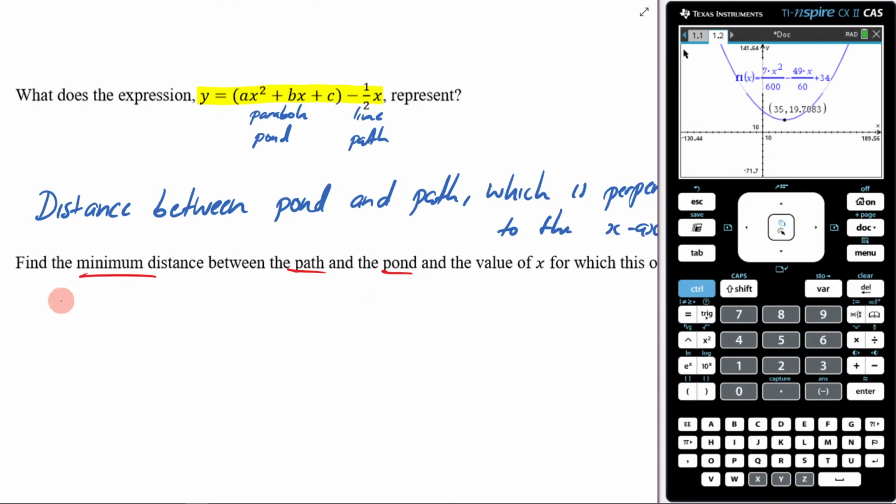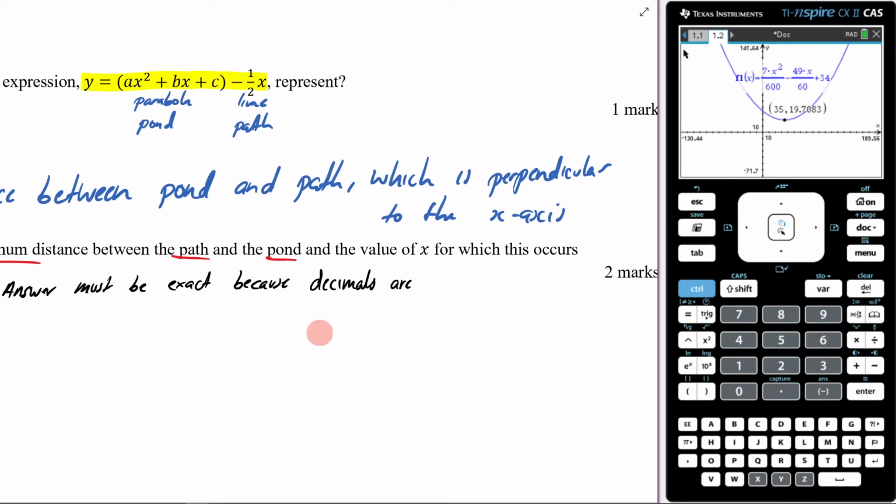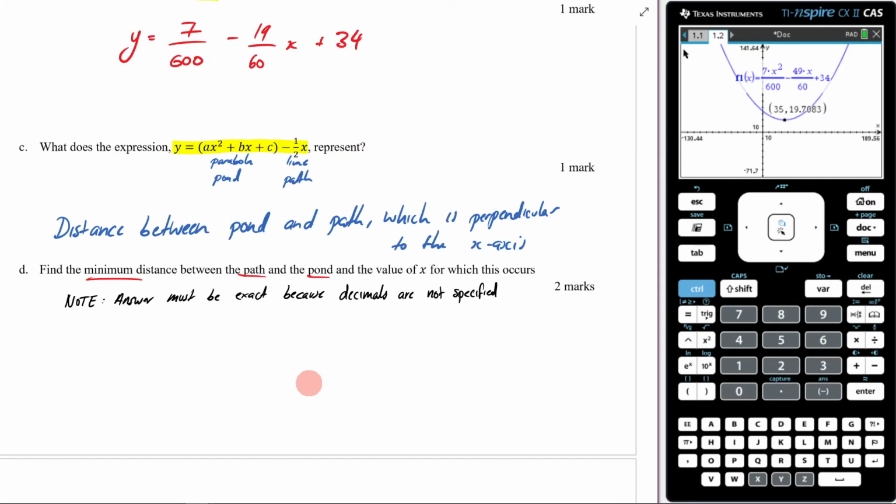But you see how, and I'm going to write this in here, note: answer must be exact because decimals are not specified. Okay, so I must provide an exact answer to this. So what is the exact answer to this going to be? What is my exact answer?